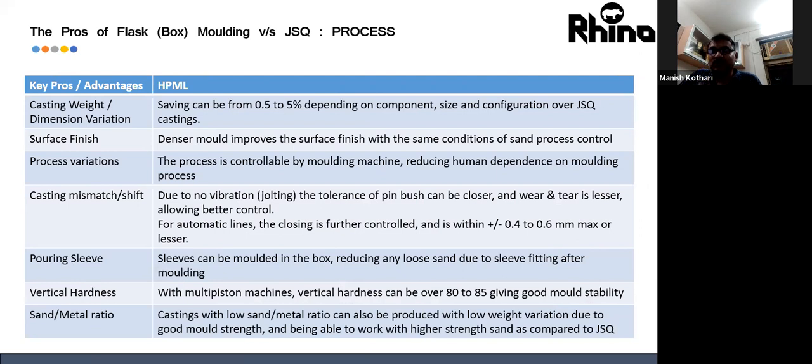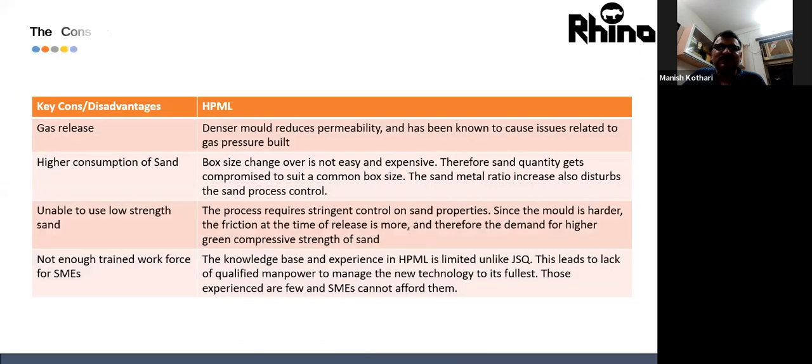these are the process related advantages which I said earlier, and there are some more which we have been able to go deeper into: the casting mismatch shift, the flexibility of putting pouring sleeves, getting a good vertical hardness, working with low sand metal ratios in high pressure because of the higher strength. And there have been a lot of cases where people have been able to go directly from casting to the CNC machining. The machining cuts have been reduced. So these are the process advantages.